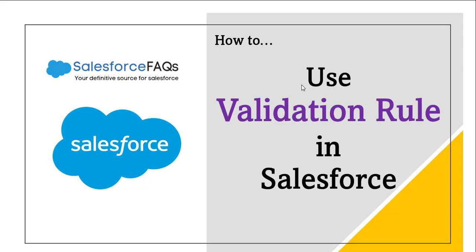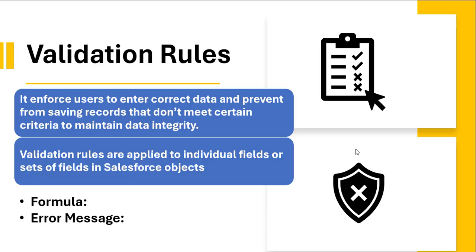In this video we will see how to use validation rules in Salesforce. First we will see what a validation rule is. The validation rule enforces users to enter correct data and prevents saving records that don't meet certain criteria. Because of this we can maintain data integrity.